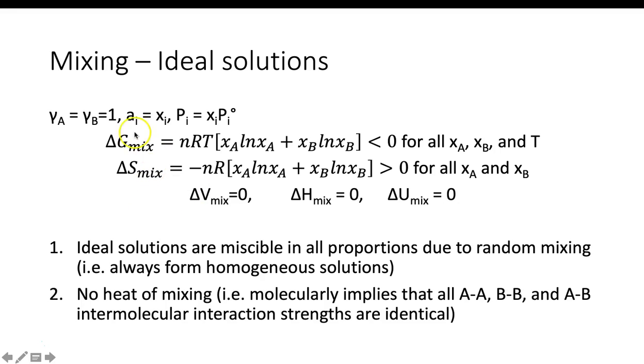Okay, so what this means is that for an ideal solution, they're miscible. An ideal solution will mix at any ratio, any temperature, and it is entropically driven. There's no enthalpy, so it's entropically driven. It's random mixing, so they'll always form homogeneous solutions, and we get no heat of mixing because basically what we're saying is all of the pairwise interactions, all of the A to A, A to B, and B to B, are all identical in terms of intermolecular interactions. So that defines an ideal solution.